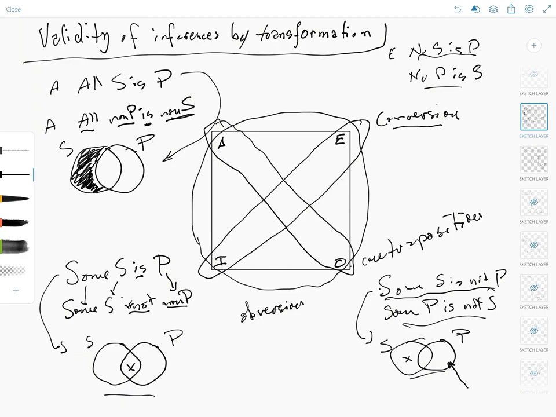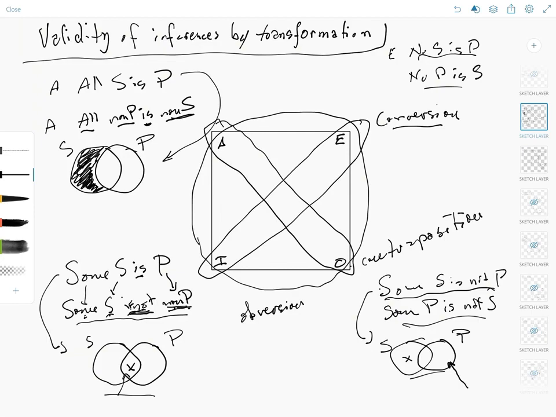Now, ask yourself, does this diagram, assuming the premise were true, which represents the relation between S and P that is asserted in the premise, require the conclusion to be true? Well, what does the conclusion say? It says there's at least one S that is not outside P. There's at least one S that is not outside P. And so look, there's the at least one S that is not outside P.